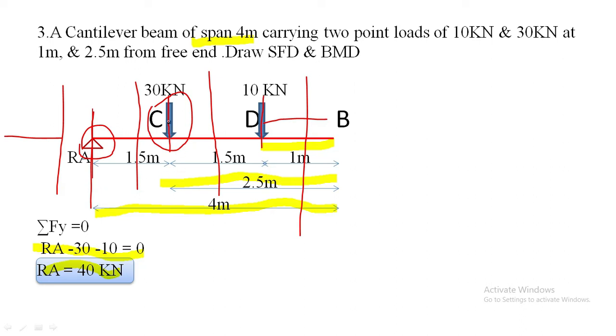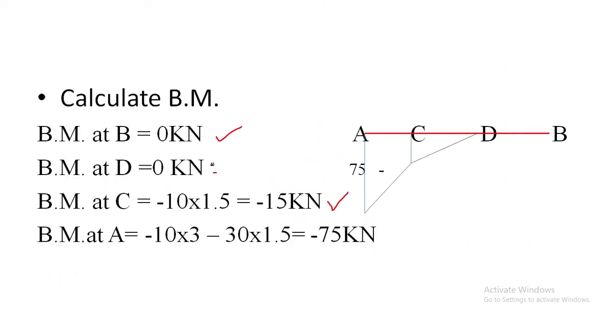While looking towards the free end, there are two forces, 30 kilonewton and 10 kilonewton. 30 kilonewton is going in downward direction, so minus 30 into distance 1.5, the distance between A and C is 1.5 meter, so minus 30 into 1.5 meter, and 10 kilonewton which is also going in downward direction, so minus 10 into distance 3 meter. In between A and D there is 3 meter distance, 1.5 plus 1.5 is 3 meter, so minus 10 into 3, so it is minus 75 kilonewton.